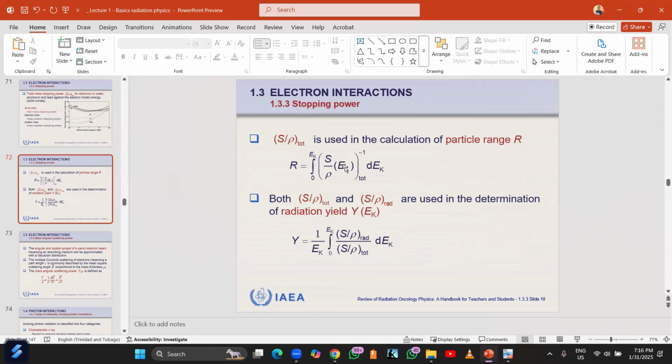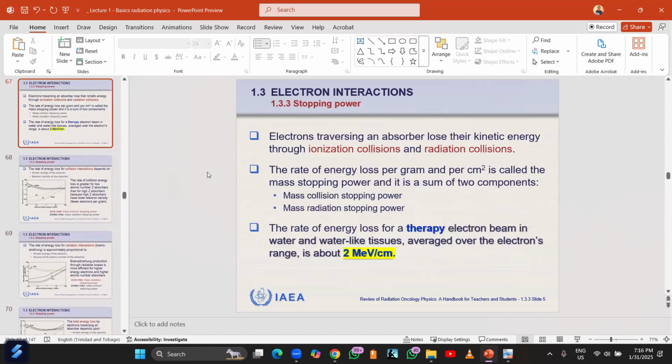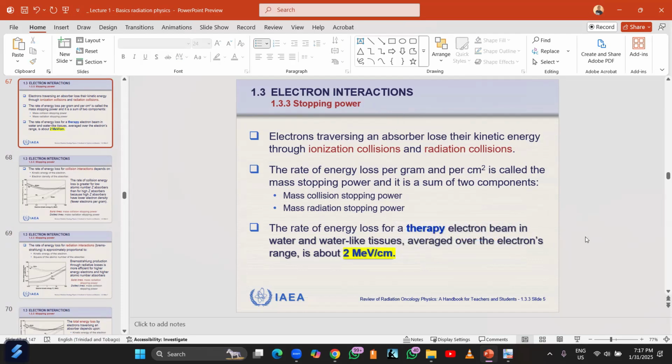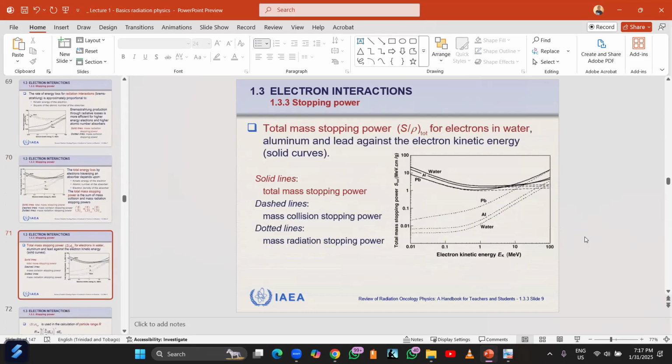Sorry, I mixed up. The stopping power is the energy per unit length. The inverse is the length per energy. It's almost like you just inverted it. So the units now are centimeters per unit energy, for example centimeters per MeV. Remember, stopping power is MeV per centimeter, so when you invert, you get centimeter per MeV. That's what I'm trying to communicate here.